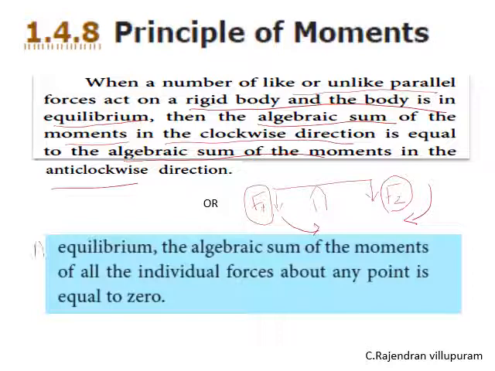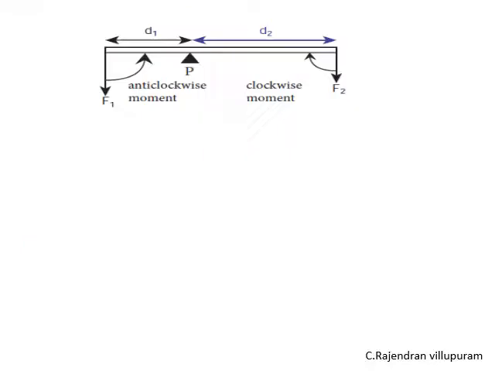What is this? At equilibrium, the algebraic sum of the moments of all individual forces about any point is equal to 0. This is also another statement for the principle of moment. You can write any one of these in the exam. Okay, let's see here. So this is the diagram that I drew previously.